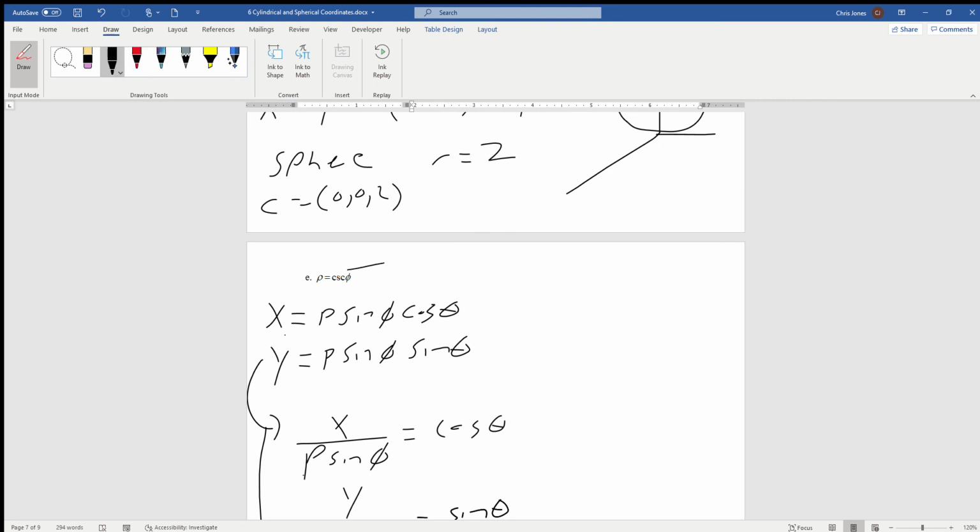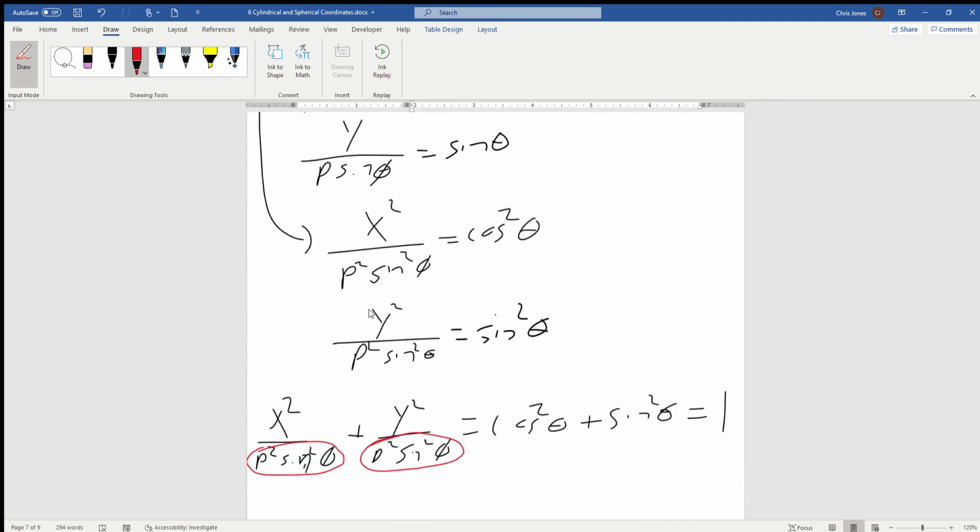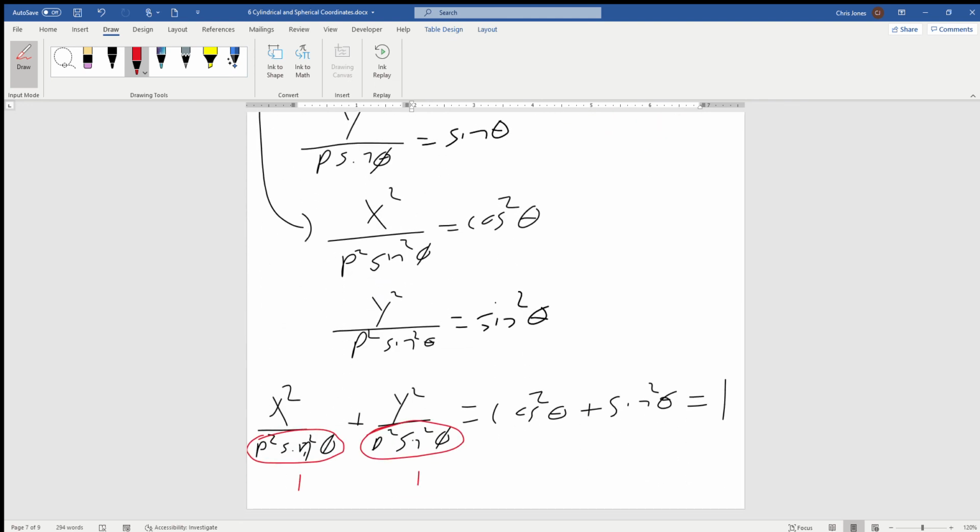Well, another way to write this is to say that rho equals 1 over sine phi. Multiply both sides by sine phi, and then square both sides. And what we can see is that rho squared sine squared phi is equal to 1 for this particular equation. And hence, we get a really nice equation finally: x squared plus y squared is equal to 1. In 2 dimensions it's the unit circle. In 3 dimensions it is a cylinder that extends along the z-axis because z is an element of the reals. It's undefined for us as a particular parameter.